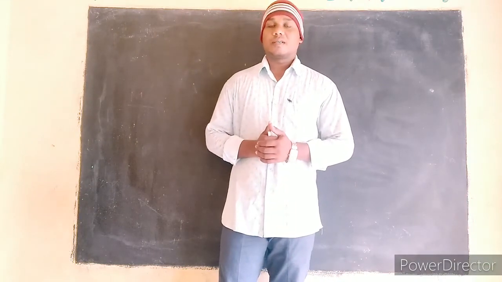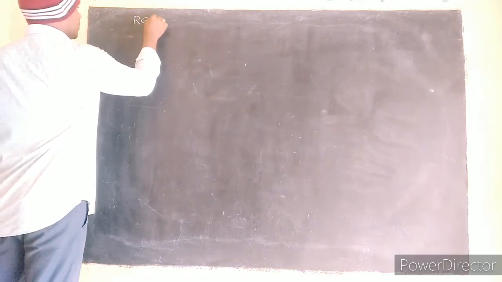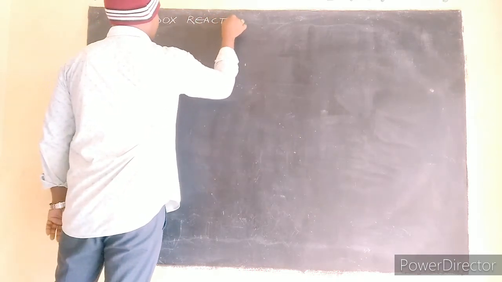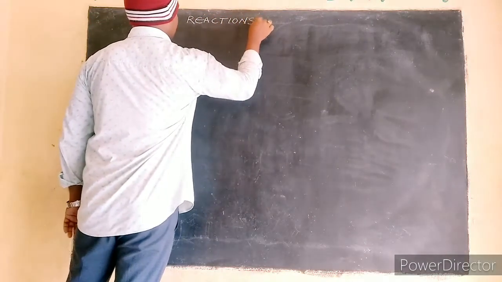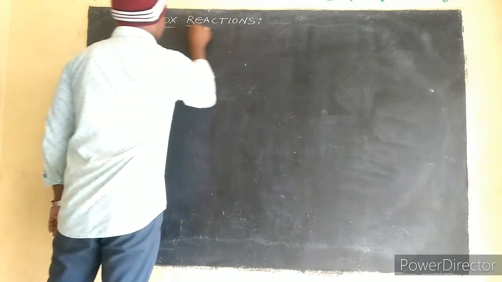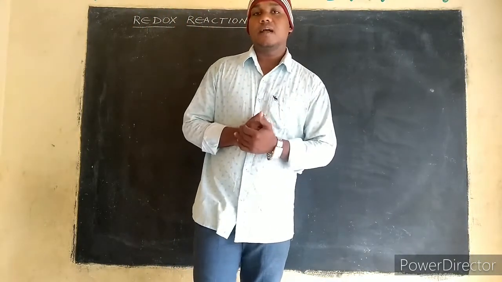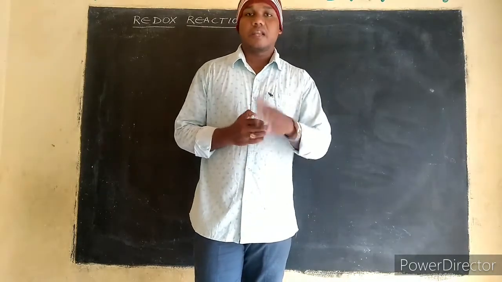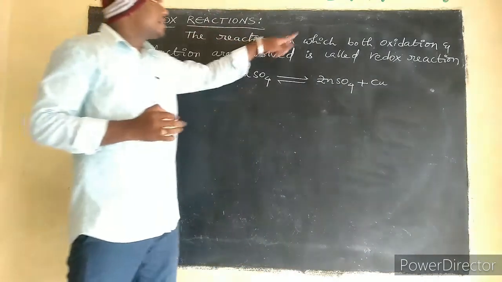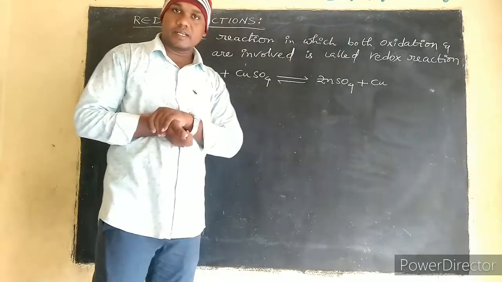Today our topic is redox reactions. The reactions in which both oxidation and reduction are involved are called redox reactions. The reaction in which both oxidation and reduction are involved is called a redox reaction.